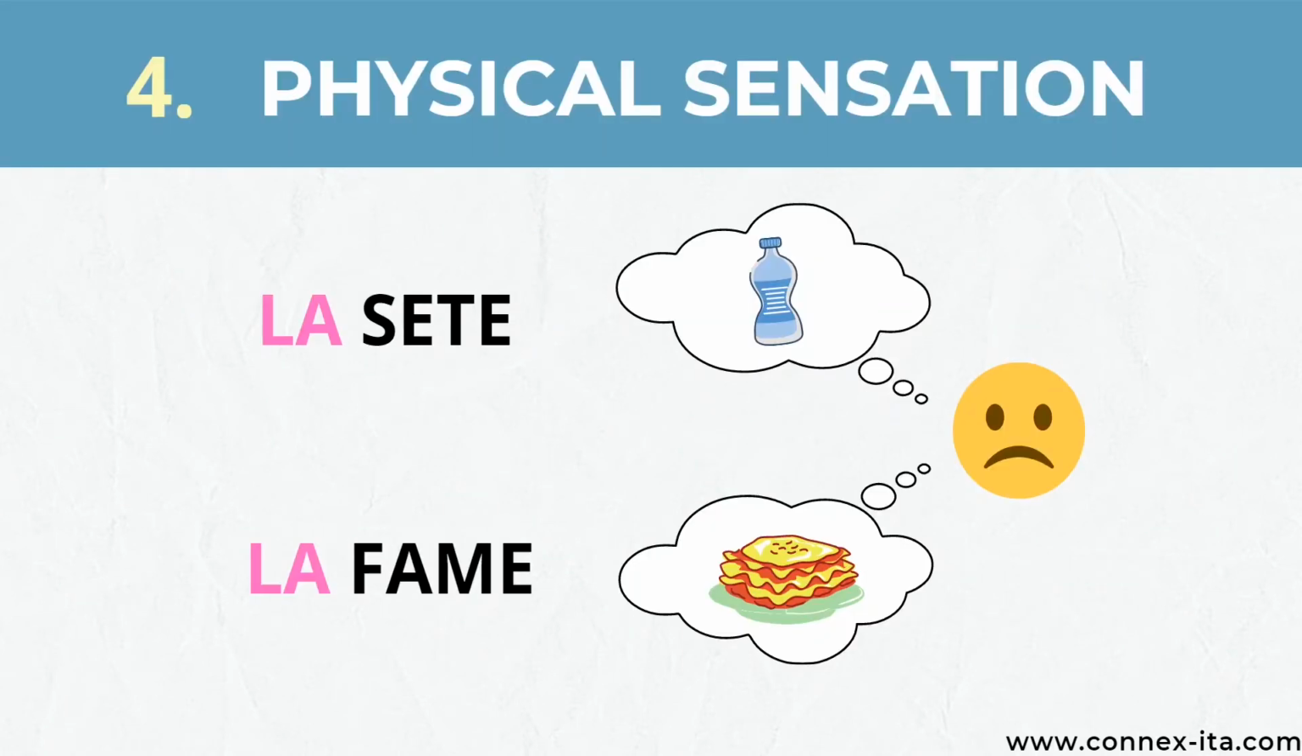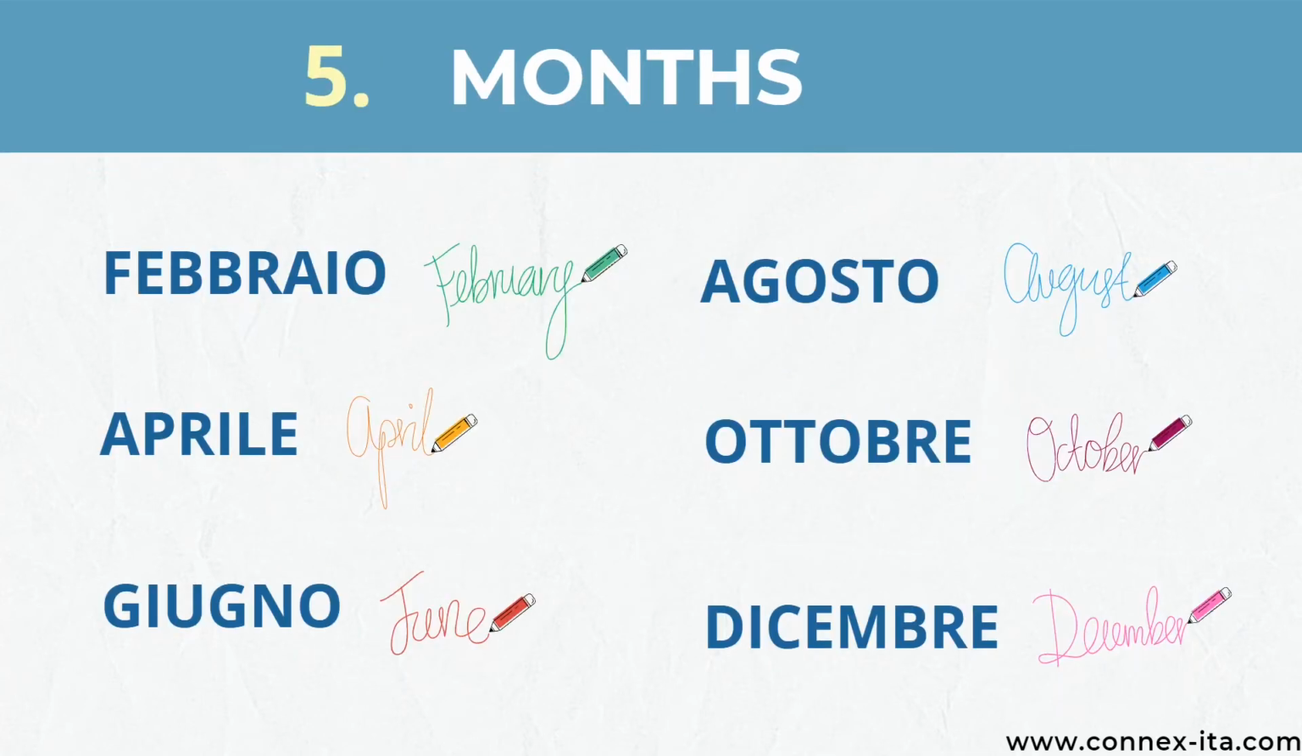Moving on, physical sensations don't usually have a plural either. So for example, la sete, which means thirst, and la fame, that is the hunger.